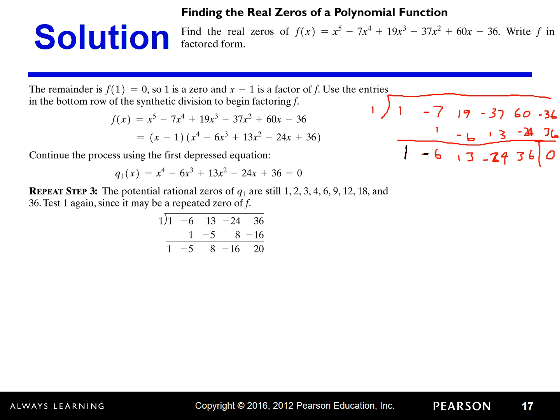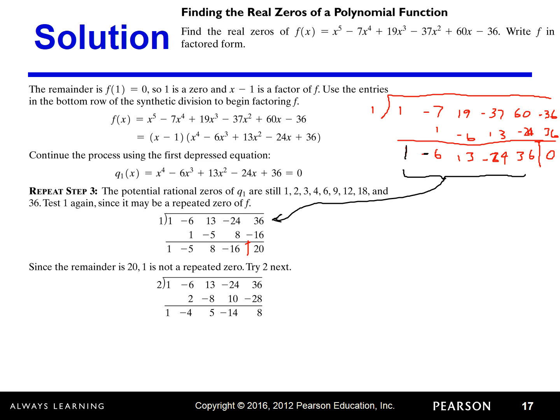So we're going to run a synthetic with these numbers for the depressed polynomial. And he says, well, let's test 1 again, because you never know. 1 could be a double, even though on the graph it looked like it wasn't. It looked like it crossed at 1, but it didn't cross at 3. And so running 1 again, this time we don't get a 0 remainder, so we're done with 1 as a 0. But it is a 0 of multiplicity 1.